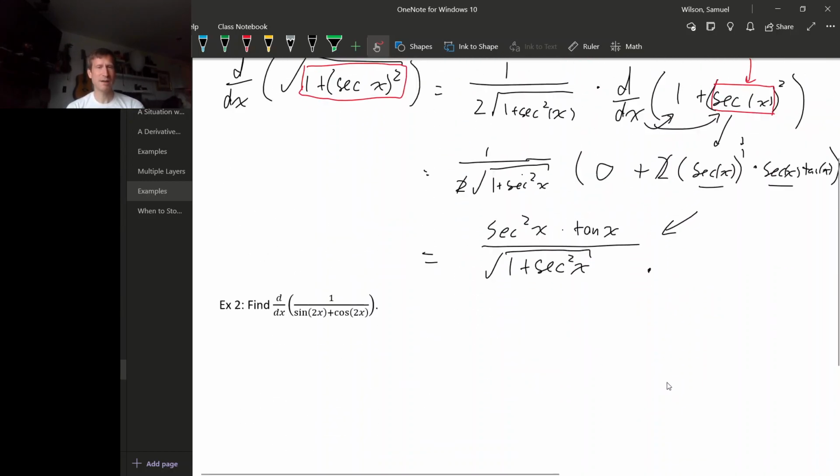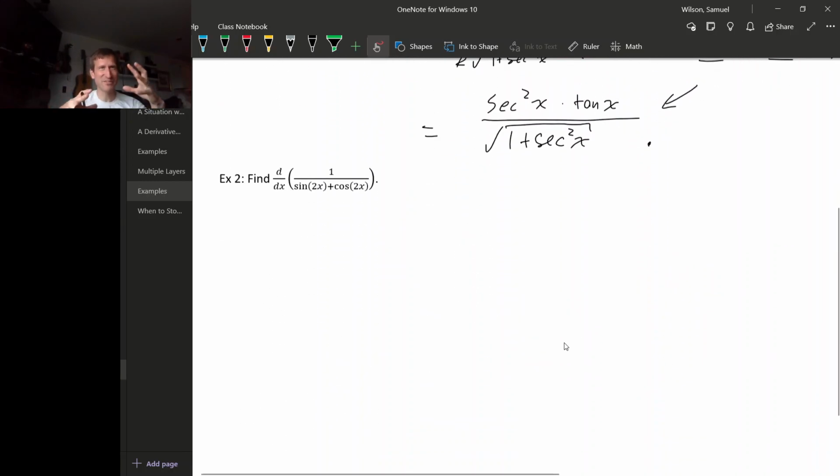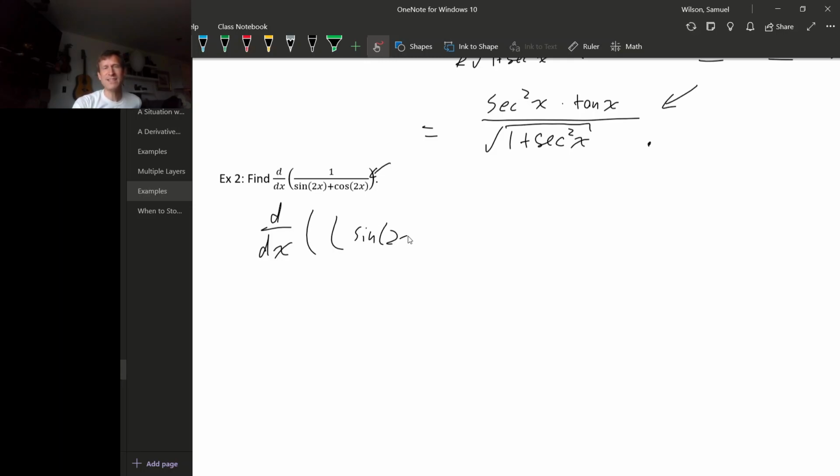All right, for another example of this function inside of a function, sort of 2 layers of nesting, let's look at this derivative. So the derivative of 1 over sine of 2x plus cosine 2x. Now it might not immediately look like 2 layers of nesting, because after all, this is just a quotient. We could just use the quotient rule, but the quotient rule is messy, and I don't like using the quotient rule if I don't have to. And this time we can get away with not using it.